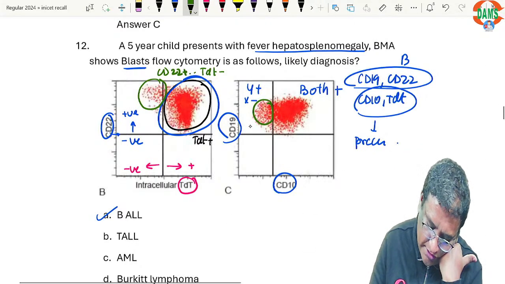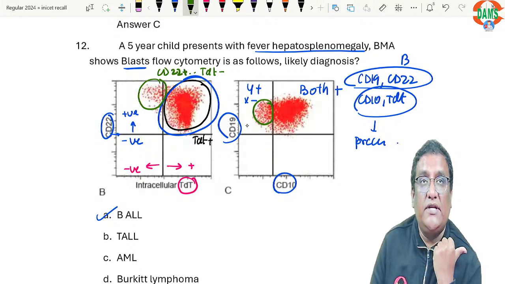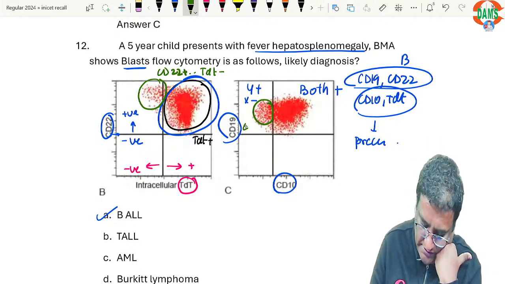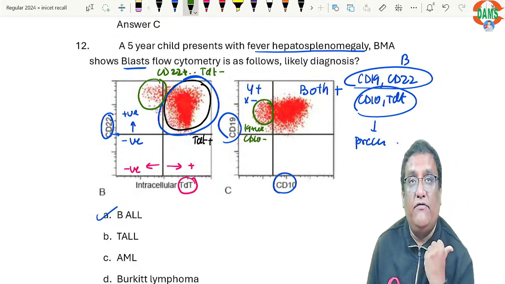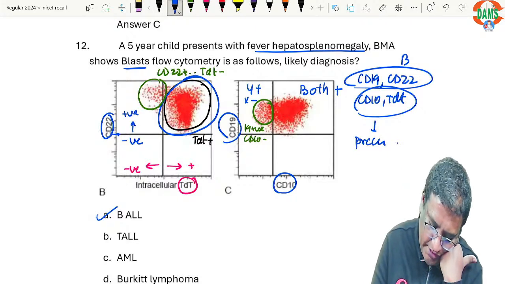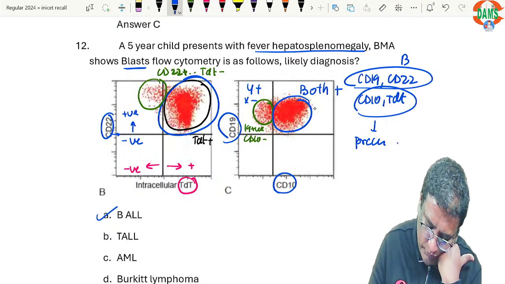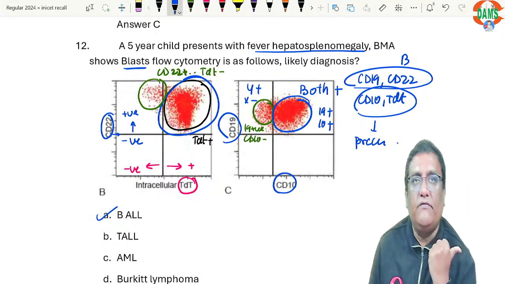Some cells, this green circle I am showing, these are CD19 positive, but they are CD10 negative. CD10 is a precursor marker, if you remember. And on the other hand, this blue circle that I'm showing here, these are both CD19 positive and also CD10 positive, isn't it?